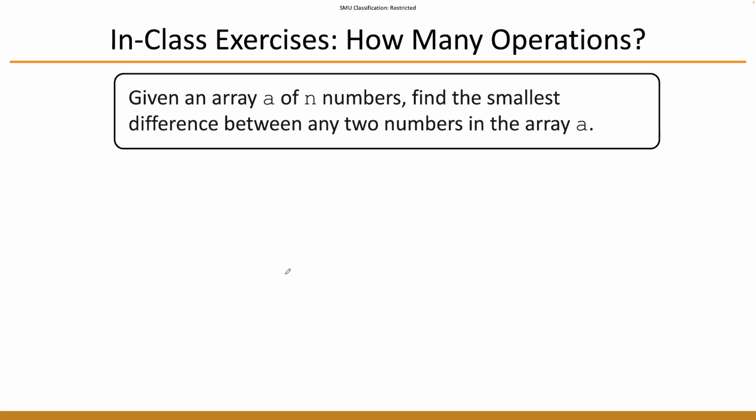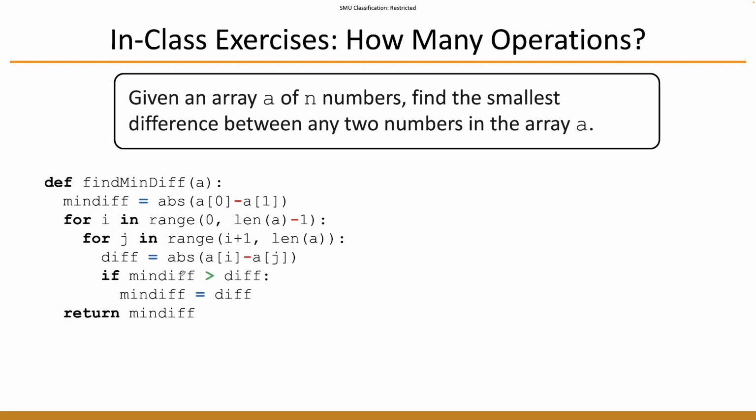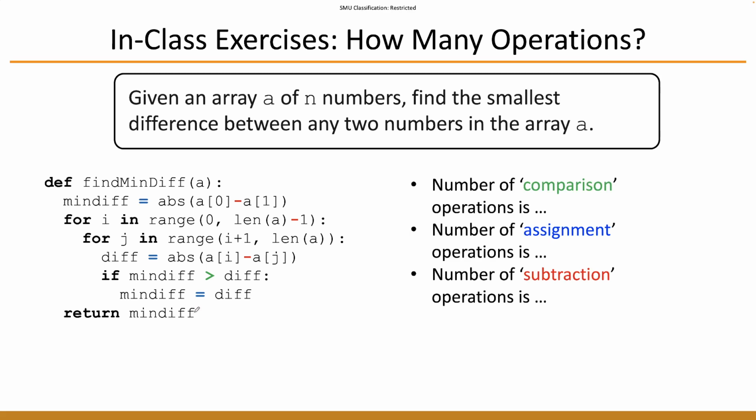The second question: given an array A containing n numbers, you want to find the smallest difference between any two numbers in the list. Again, the code is provided to you. You have slightly more operations now. We have three colors: comparison, assignment, and subtraction. Again, use n as a unit, and try to quantify the number of these three different operations. Give yourself some time, work on that. We will come back with a solution in a separate video.